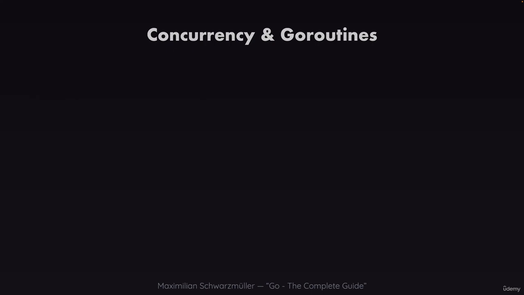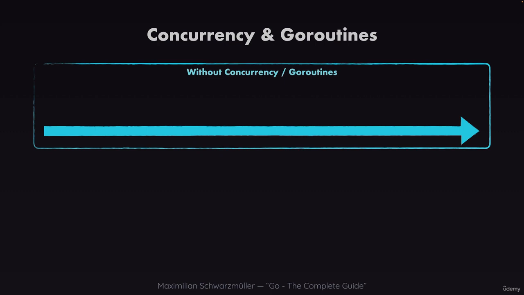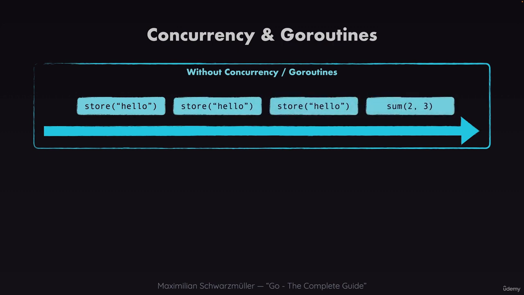So, what is concurrency in Go, and what are these Go routines I mentioned in the last lecture? Well, to understand concurrency and Go routines, let's first understand how a Go program normally executes when we're not using any special concurrency features. Because in a normal program, if we have a bunch of function calls that should do stuff, these functions are simply executed after each other.